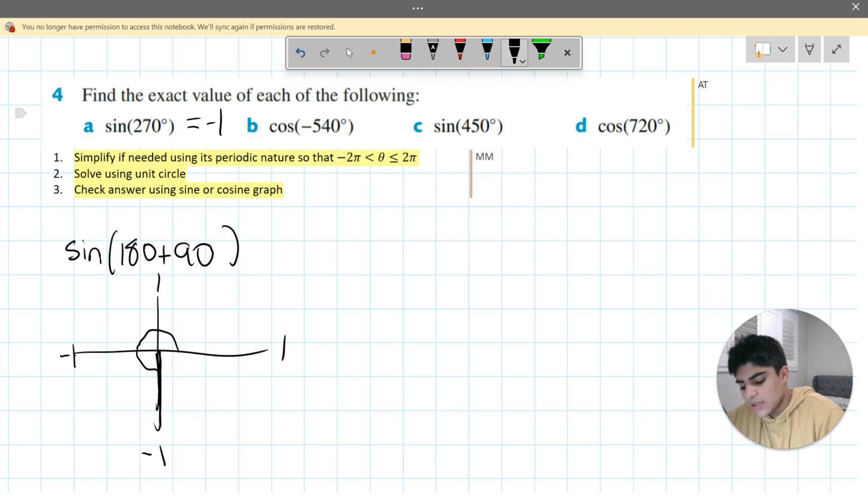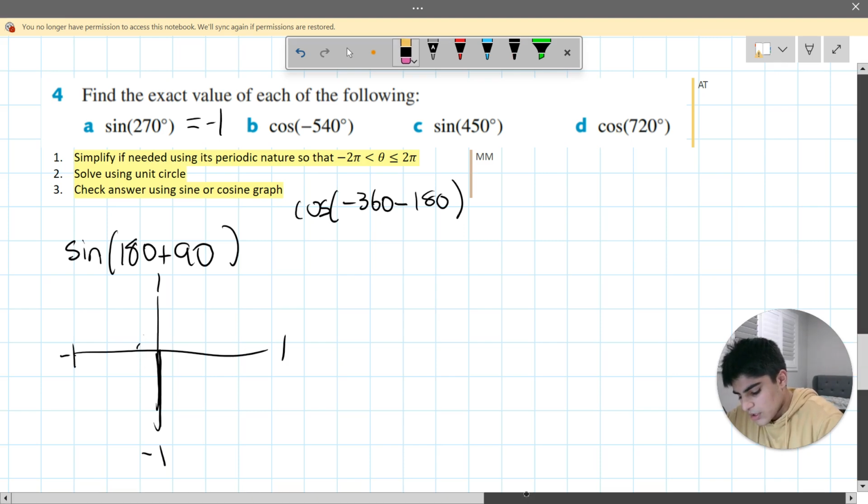Cosine negative 540 is the same as cosine negative 360 minus 180. This means you're going a full 360 degrees in the negative direction, and then you're going a further 180 degrees. This brings us to this value of cosine. As per the unit circle, cosine at this point is -1.